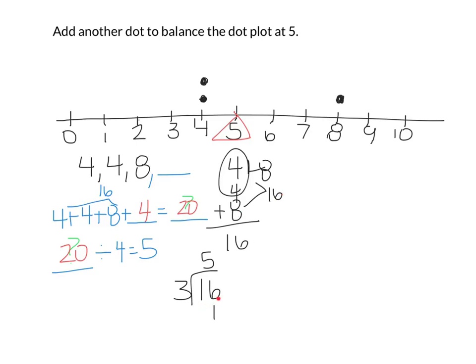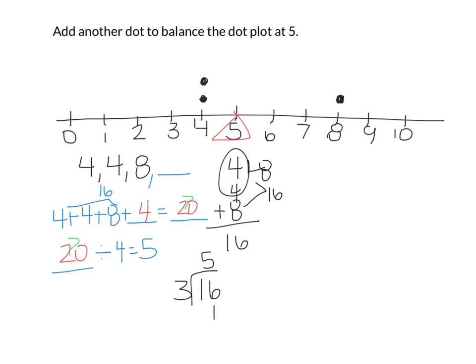Then I divide 16 by how many numbers I have. 1, 2, 3. 16 divided by 3 is 5, remainder 1. So it's close to 5, but it's not exactly 5. So right now it's not balancing at exactly 5, which is where I need it to. So I need to add in 1 more dot to make sure that it balances at exactly 5. So I'm going to add in this extra dot here.